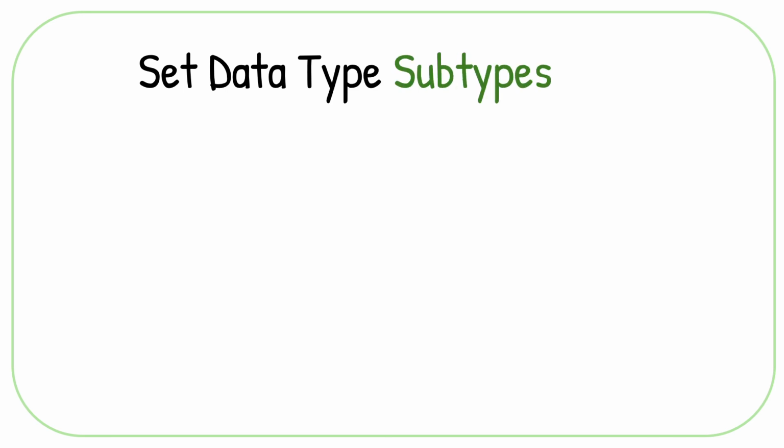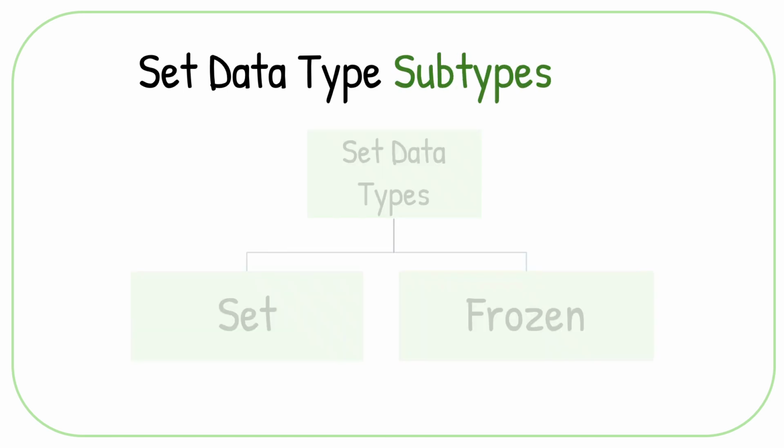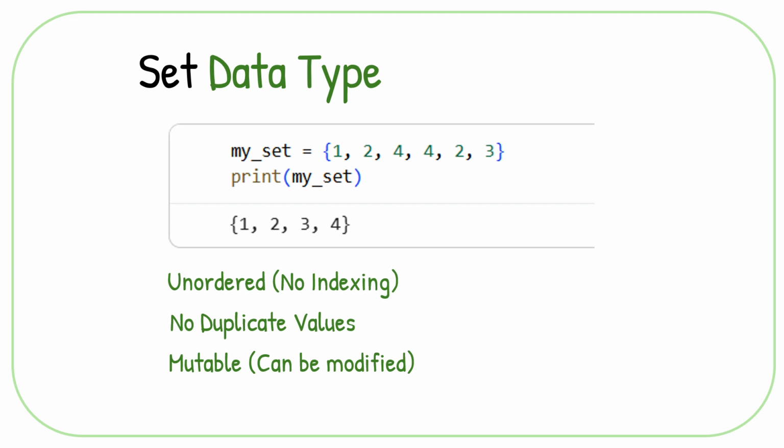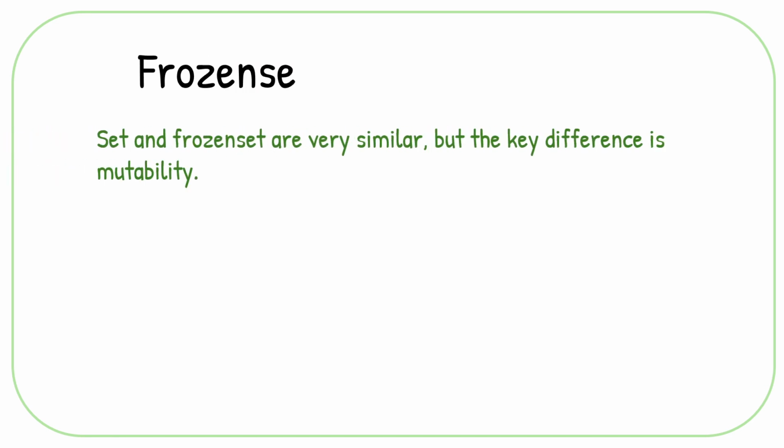So there are two types of set data types. Those are set data type and frozen set data type. First, we will be discussing set data type. To create a set, we enter the elements separated by commas inside curly braces. Here we can observe that in the output it does not maintain any order. Also we can observe that in the output the duplicate values are not there, which means that it has not stored the duplicate values.